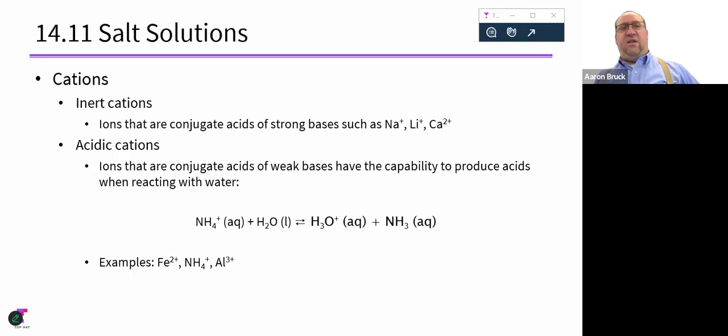On the cation side, again, two different modes of thinking. For the first mode, the inert cations. These would be the conjugate acids of the strong bases. And what we really want to talk about here are the metal ions. So the sodium ion, the lithium ion, the calcium ion. So basically the ions that are on these lists here that we talked about as being strong bases, your group 1 and your group 2s, those are going to, generally speaking, be inert.